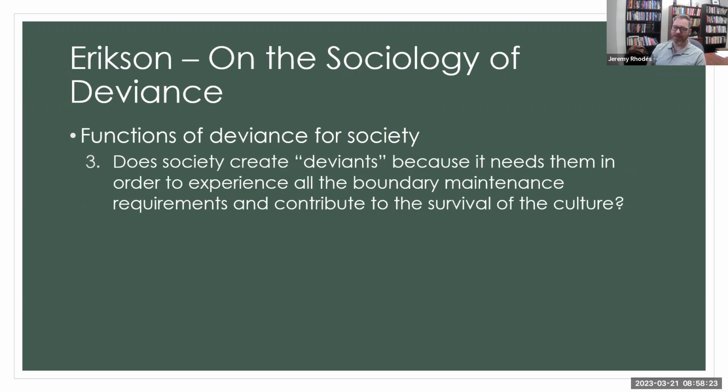And number three, the society creates deviance because it needs it in order to experience the boundary maintenance requirements and contribute to the survival of culture. Some of these theorists would say that we need there to be deviance because societies need to establish this notion of right and wrong and good and bad. And there is no such thing as the good guys unless there are bad guys, right? And so these theorists would say, we need to define ourselves as good guys. And we can only define ourselves as good guys if there are bad guys. So we need there to be bad guys to clarify the moral systems, to clarify the normative expectations, and to build cohesion and group identity of us as the good guys, of us as the ones who are right thinking, okay?